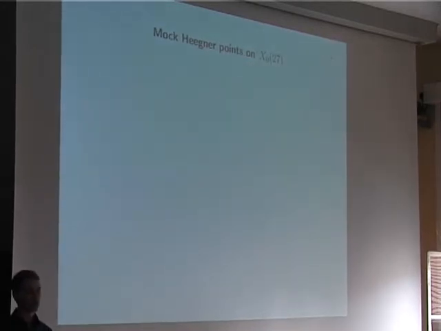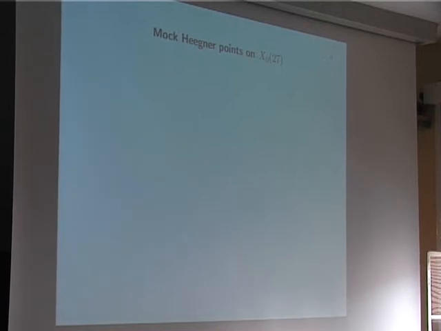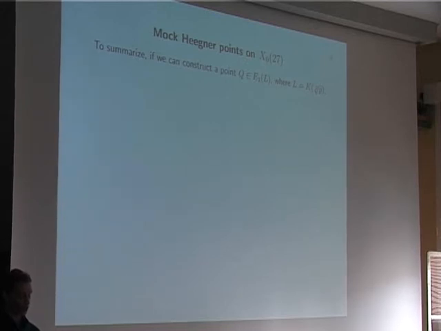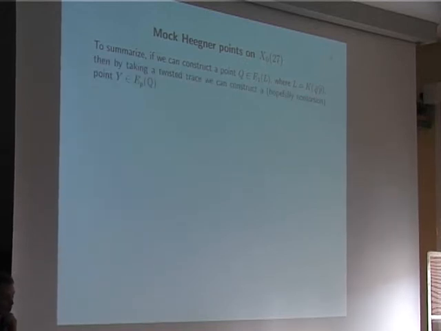So we're going to try the simplest case where we can try to find one of these mock Heegner points. Okay, so let me summarize it one more time. If we can construct a point q on E1 of L, where L is obtained by joining the cube root of p, then by taking a twisted trace, we can construct a hopefully non-torsion point on EP of q. All right, so we're going to look to CM theory again to construct the point q.